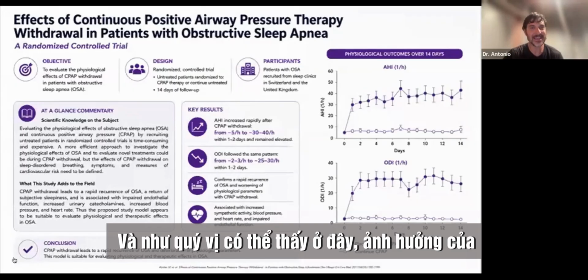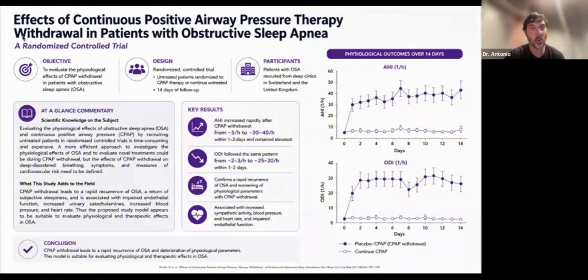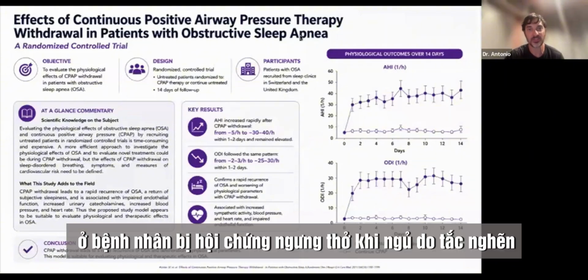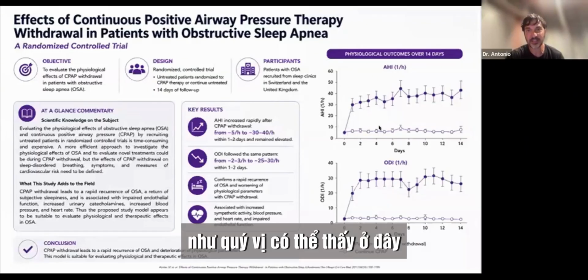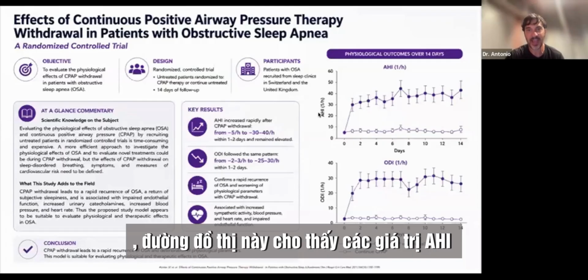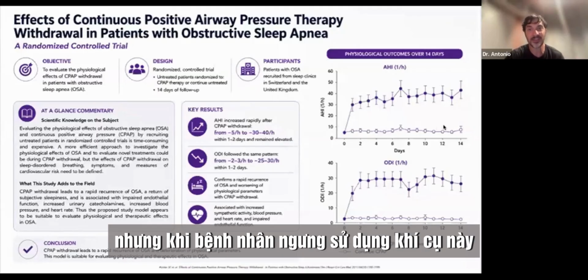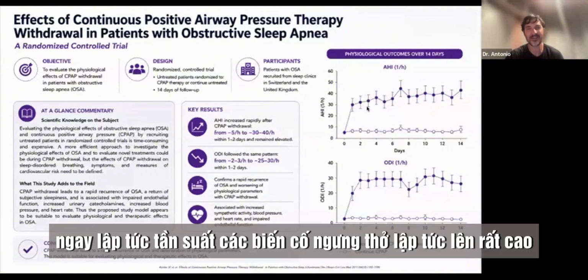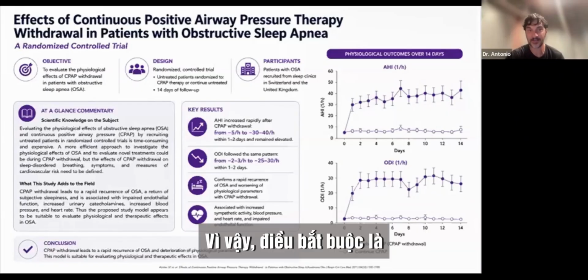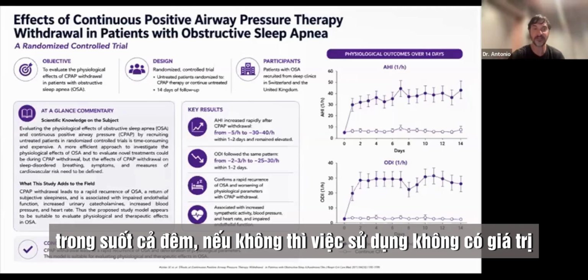And as you can see here, the effects of continuous positive airway pressure therapy withdrawal in patients with obstructive sleep apnea when they stop using this device. This line here shows that the AHI values are very low if the patient is using the CPAP, but when they withdraw this device, the level of apnea events immediately becomes very high. So it's mandatory that the patient uses this device every night for all the night, otherwise it doesn't work.